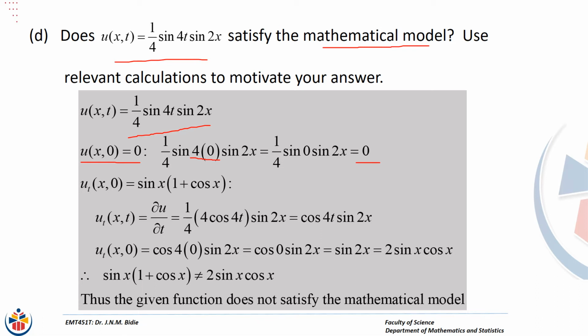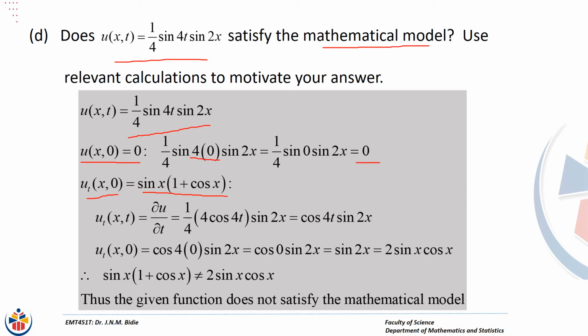Ut of x,0. I hope you still remember this is the initial velocity. That means du over dt must be equal to sine x into 1 plus cos x. We are trying to check that. That is why I've got a semicolon there. We are trying to check that. So whatever we do, we must not equate it to that. We must try and check whether we're going to get that answer.